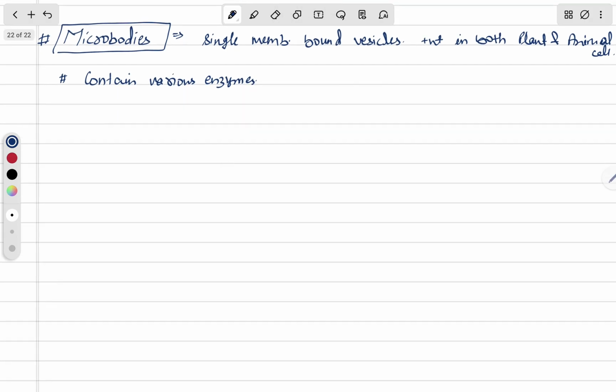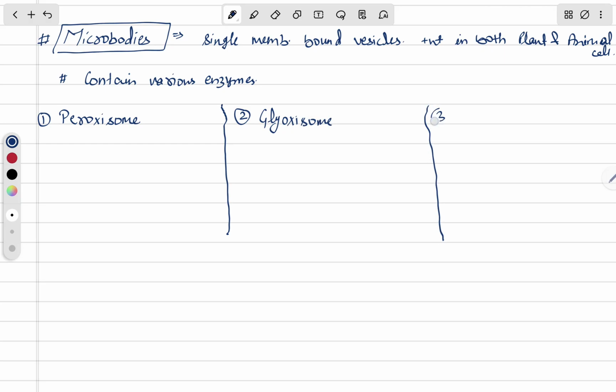So the types of microbody: number one is peroxisome or uricosome. Number two, glyoxysome. And number three, spherosome. Now, what is the function of peroxisome, glyoxysome, and spherosome?